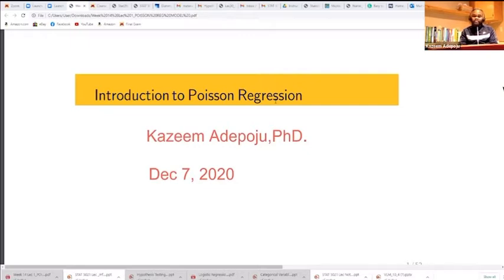Of course, we don't expect that number to be negative, and we don't expect it to be continuous. We expect it to be discrete. So in a situation where the response variable is strictly discrete, and you are trying to look at the relationship between that and some predictors, we're going to use the Poisson regression model.